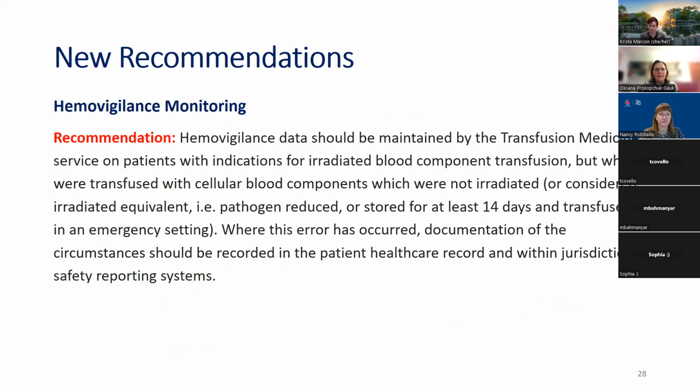So we have added new recommendations related to hemovigilance monitoring, suggesting that hemovigilance data should be maintained by the Transfusion Medicine Service on patients with indication for transfusion, but who were actually transfused with cellular components that were not irradiated or considered irradiation equivalent. And where this error occurred, documentation of the circumstances should be recorded within jurisdictional safety systems.